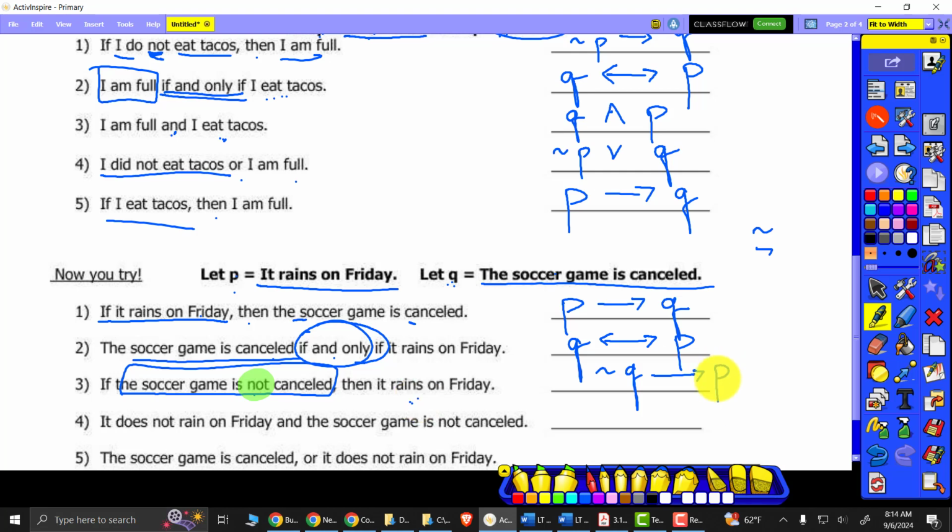Number 4, it does not rain on Friday. So this is just the negation of your statement P. So I am going to use not P. It does not rain on Friday, and so that is your symbol and. The soccer game is not canceled. So the soccer game is canceled is your Q. We are using not, so not Q. All right, that's your number 4.